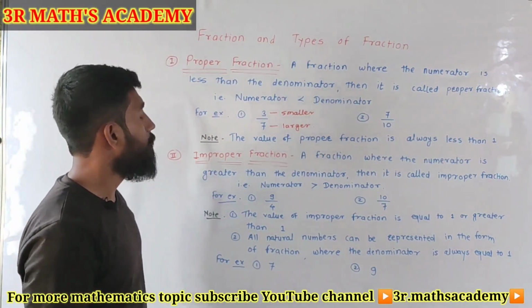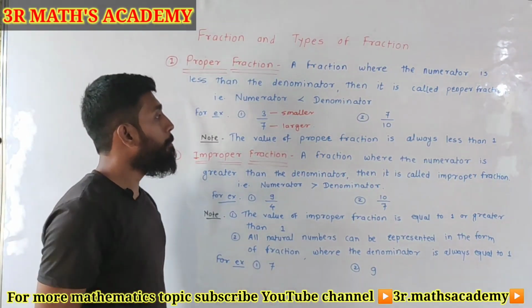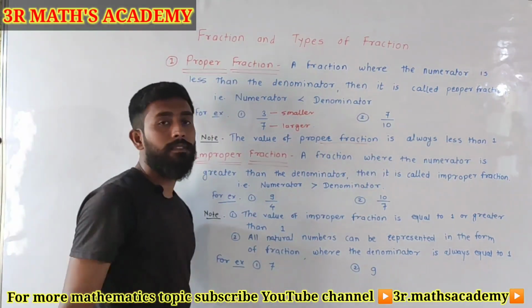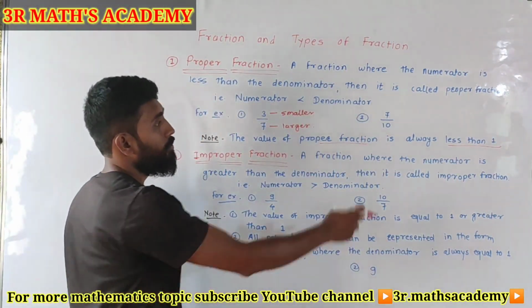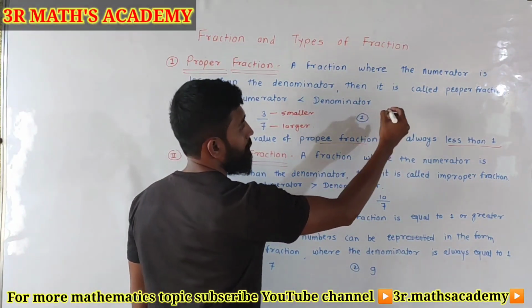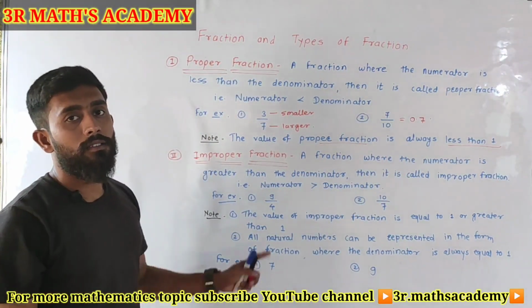One most important note on the proper fraction: the value of a proper fraction is always less than 1. If we solve this fraction, it is 0.7, and clearly this is less than 1.